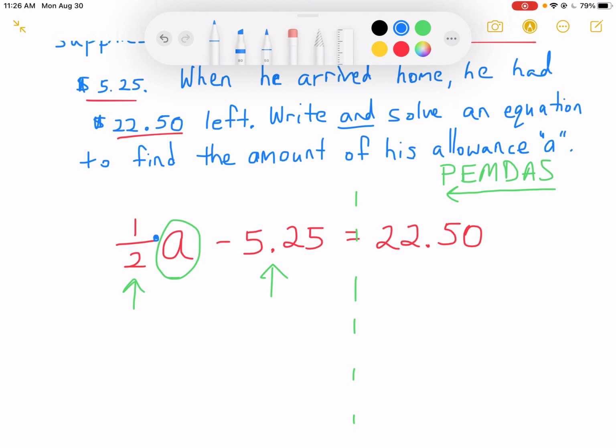So here's what we have going on here. We have multiplication between the 1/2 and the A, and then we have some subtraction. So if I want to undo subtraction, I would add. If I want to undo multiplication, I would divide. Okay? So the two steps I'm going to use are division and addition. And working backwards, I'm going to do the addition part first. So I'm going to add $5.25 to both sides of my equation.